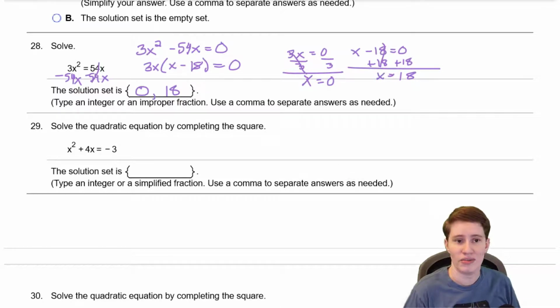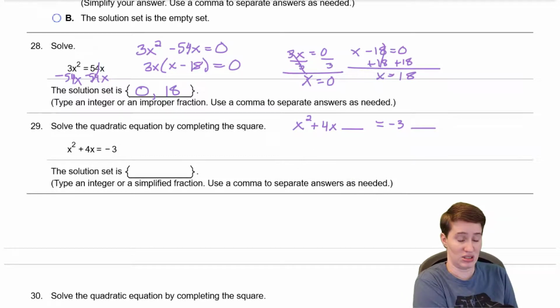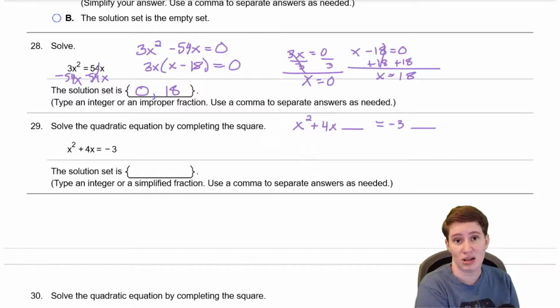Problem 29 says to solve this by completing the square. Completing the square is something that you may or may not like, but it is something you're going to use in pre-calculus in a way that is different from how we are using it here and how we learned about it in Algebra 2, because if we're being perfectly honest with ourselves, completing the square would not be my first choice.